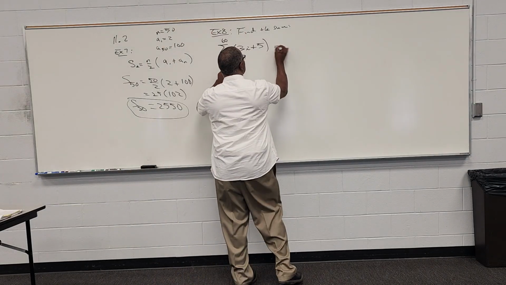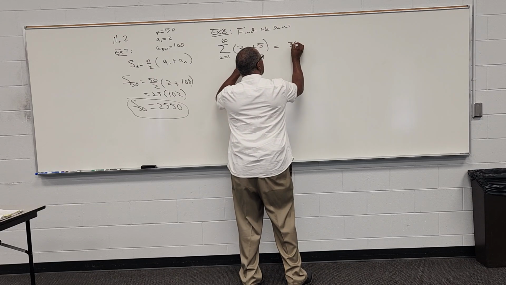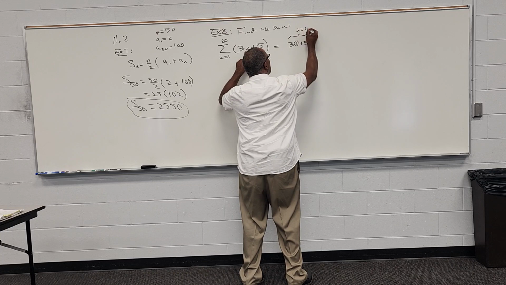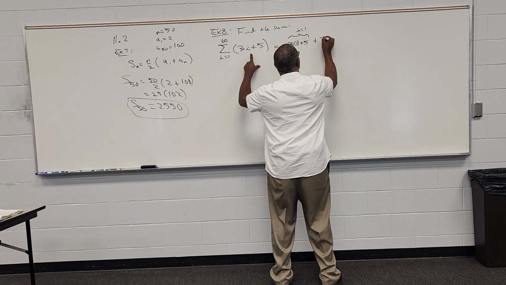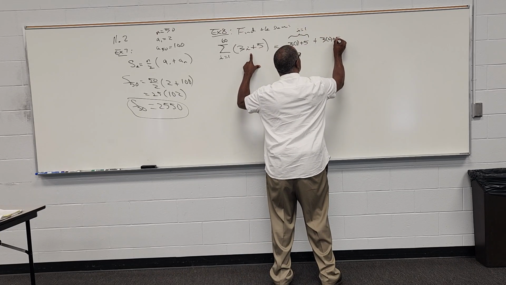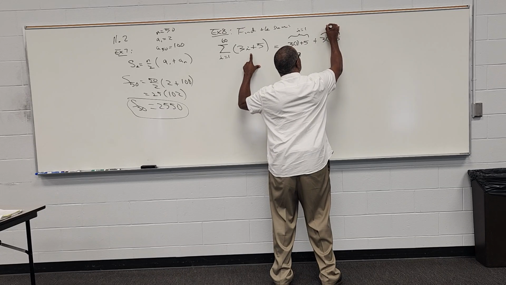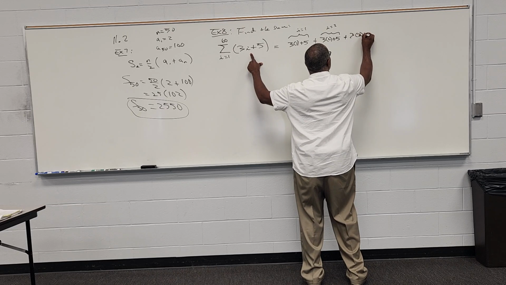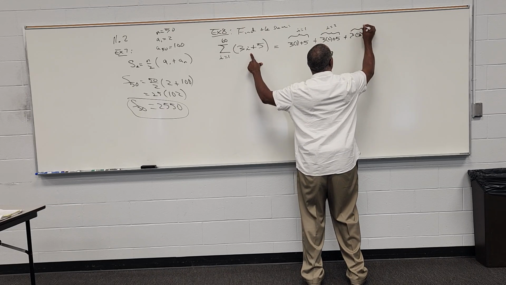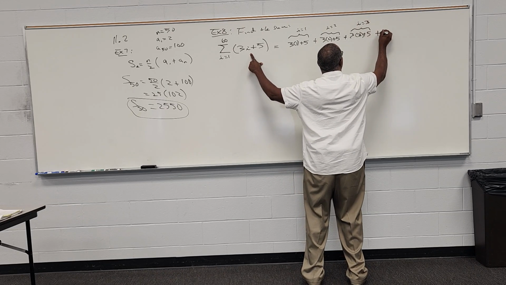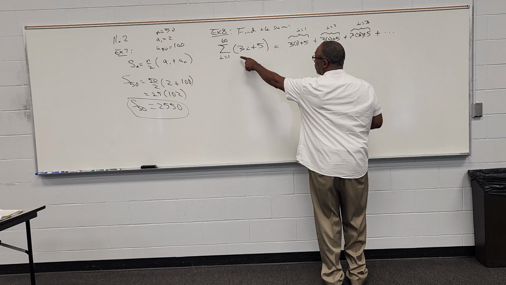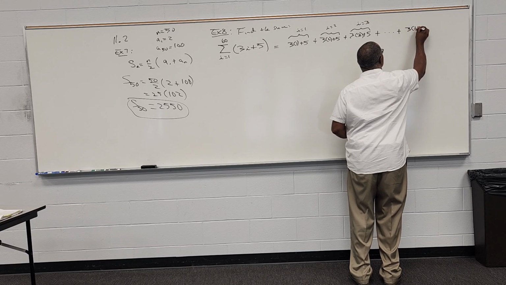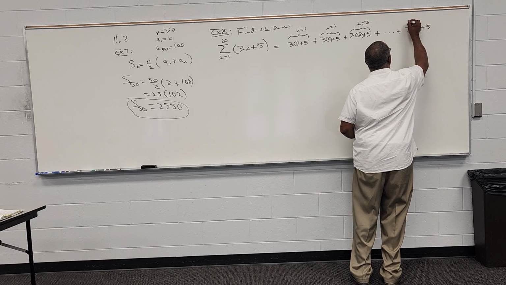So when i is 1, put a 1 where the i is, 3 times 1 plus 5. So this right here is when i is 1. Plus when i is 2, you'll have 3 times 2 plus 5. So that's when i is 2. When i is 3, you'll have 3 times 3 plus 5. So on and so forth, right? And I'm going to go ahead and do the 60th term. When i is 60, you'll have 3 times 60 plus 5.